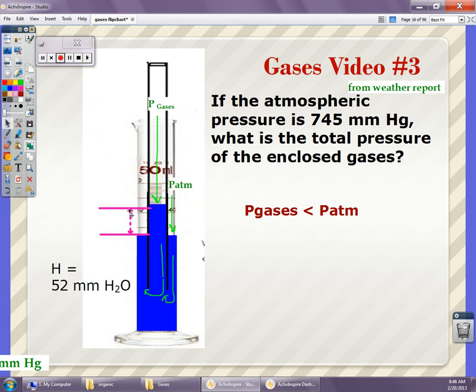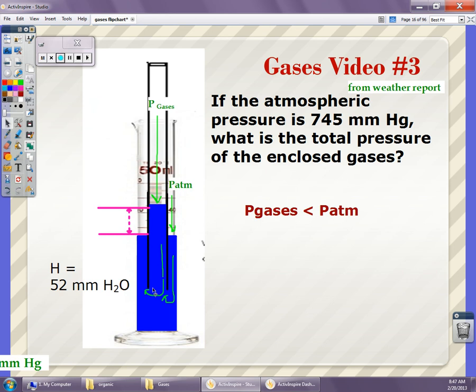This is going to be done using a ruler. So you're going to use the ruler and find the difference in height from the water level in the graduated cylinder to the water level in the eudiometer tube, and you're going to write down what that value is. However, that height, which you can find in millimeters because you have millimeters on your ruler, will be in H2O and not in mercury, because we're going to be using water.